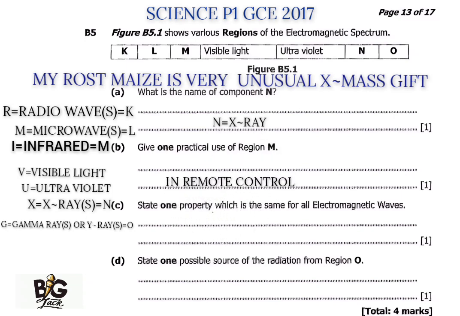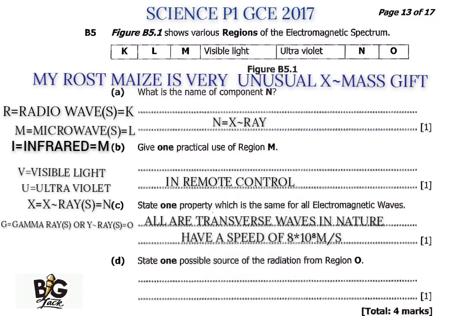Okay. Then C is saying, state one property which is the same for all electromagnetic waves. So I'm going to give you two. The first one, I'm going to say, all electromagnetic waves are transverse in nature. Apart from that one, I'm going to say, all electromagnetic waves have a speed of 3 multiplied by 10 to the power 8 meters per second.